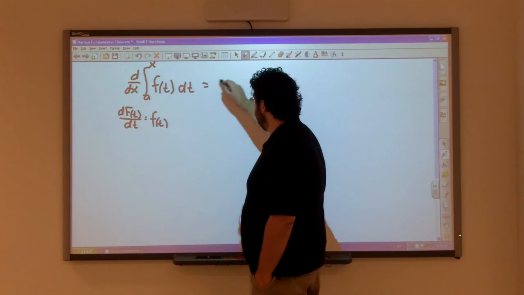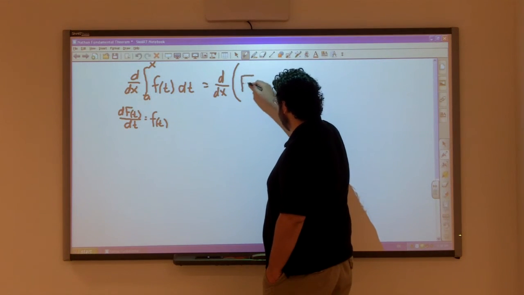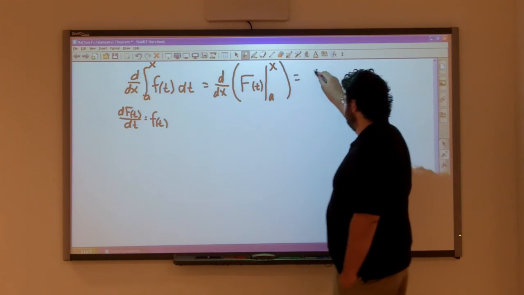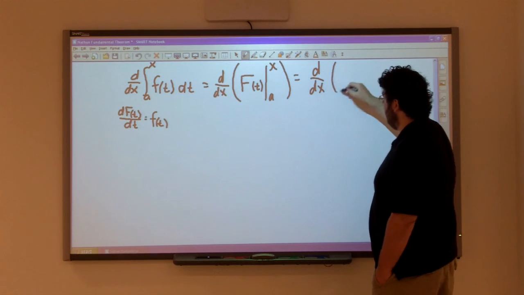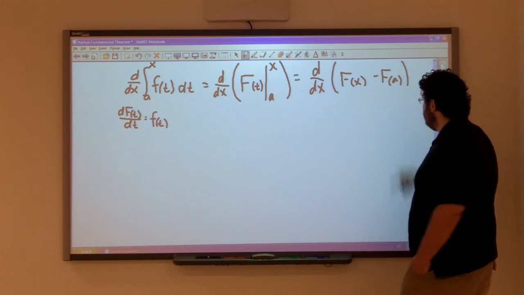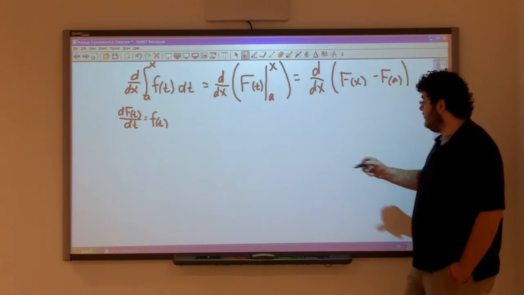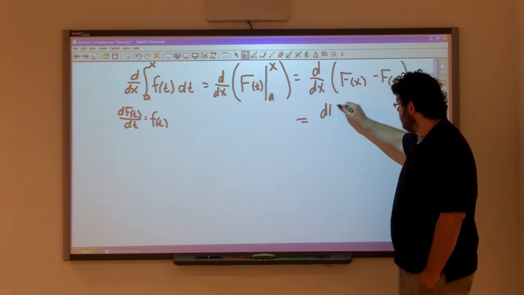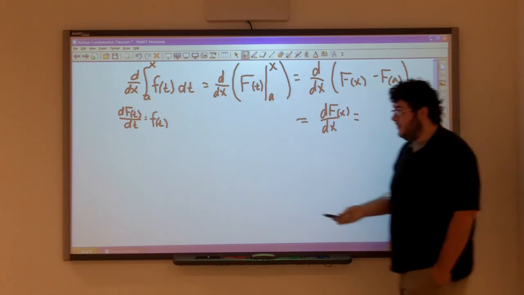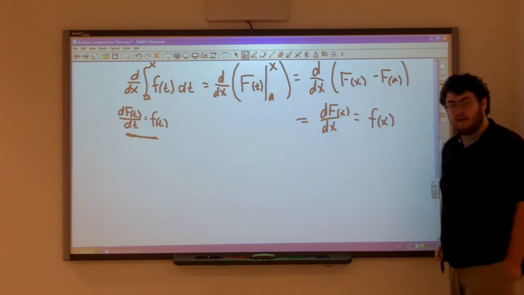So what we can do by the fundamental theorem is say this is really the derivative of capital F of t evaluated from a to x, which is the derivative of capital F of x minus f of a. Notice, however, that f of a is a constant. It's just a function evaluated at a point. So its derivative is 0. So we're left with dF/dx. This is a function of x, and just by definition, that we've already assumed over here, this is little f of x.